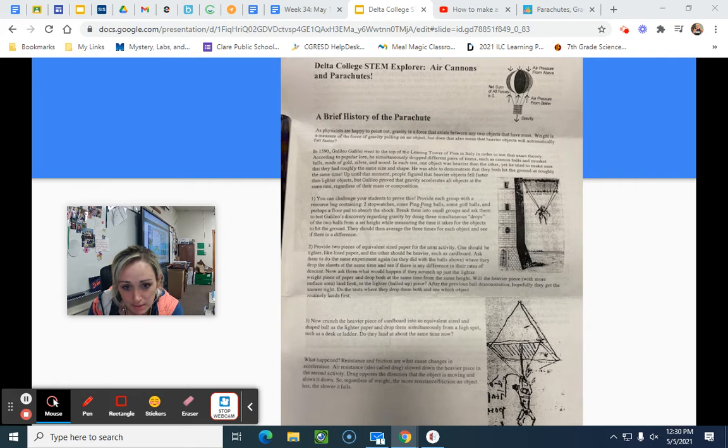So I'm going to skip the next paragraph because we are not going to have time for this activity. But what happened? Resistance and friction are what cause changes in acceleration, or how fast something travels downward. Air resistance, also called drag, a term you'll need to know for this activity, slowed down the heavier piece in the second activity. Drag opposes the direction that the object is moving and it slows it down. So regardless of weight, the more resistance or friction an object has, the slower it falls.